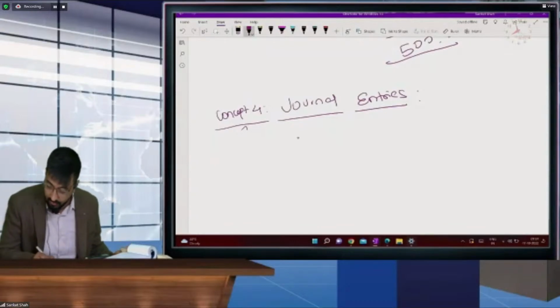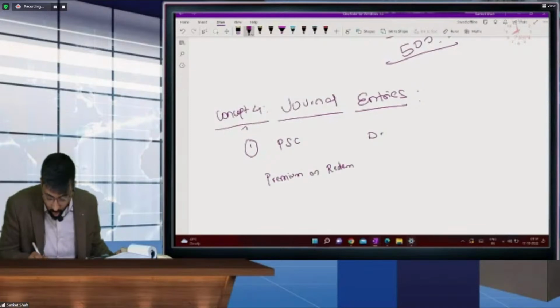First entry will be preference share capital account debit, premium on redemption. This is your loss. Loss has a debit balance.